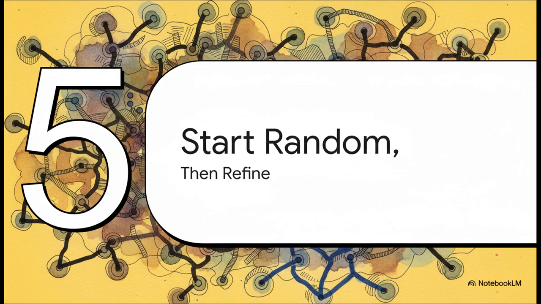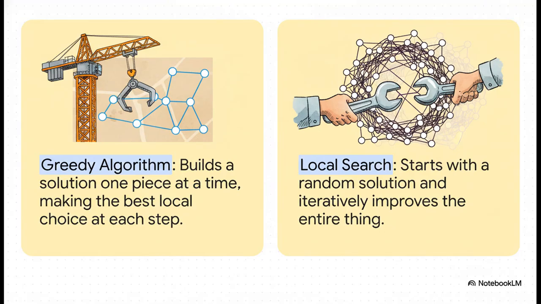Okay, so if the step-by-step greedy approach has flaws, what's another way to do this? Well, what if instead of building a route from scratch, we started with a complete but probably terrible route and just tried to fix it? Here's how you can think about the two different philosophies. The greedy algorithm on the left is kind of like building something with Legos, one piece at a time. Local search on the right is more like a mechanic. It starts with a fully assembled but messy engine, and then it just starts tuning and tweaking it, making small improvements over and over until it runs better.